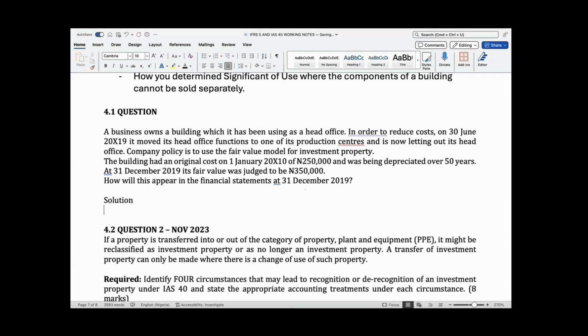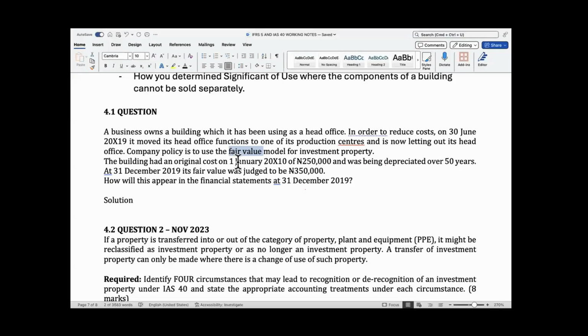How would this appear in the financial statements at 31st December 2019? Now, if you look at this company, this business has a building that it has been using for head office. So it wanted to reduce costs on 30th June 2019, so it moved its head office function to its production center. So they moved away from that building. So they now decided to be letting out the head office. And their policy is that they use fair value model for their investment property.